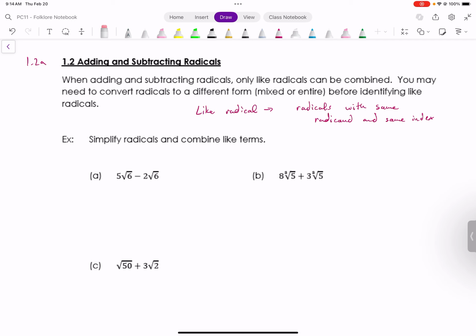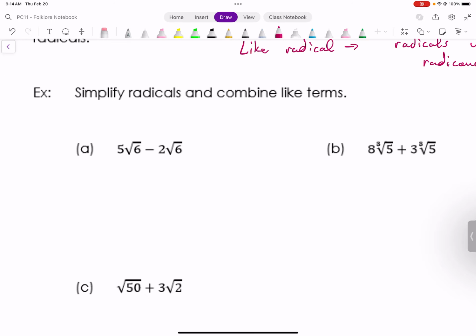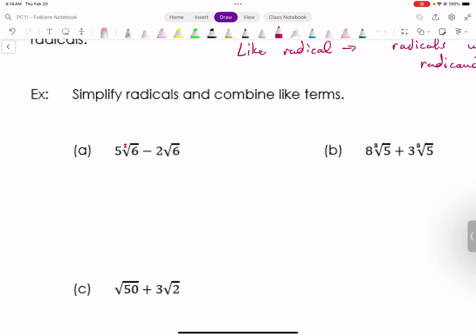So let's just go on to our first example here. Example A, 5 root 6 minus 2 root 6. Allow me just to explain to you why these are like, because the index of both these radicals is 2, and the radicand is 6.